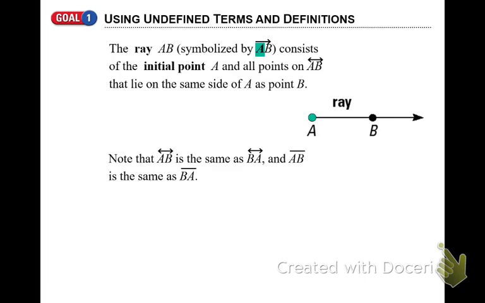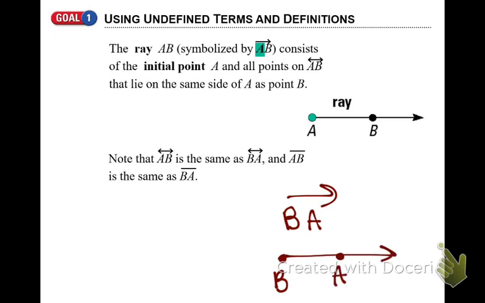In lines, AB is the same thing as BA. In segments, AB is the same thing as BA. In rays, it is not. Here's why. If I say BA, like this, what is my starting point now? My initial point? B. So my starting point would be B, and then I go off in the direction of A. So it flips the letters. So you can't just say, oh, AB, BA. It's not going to work.